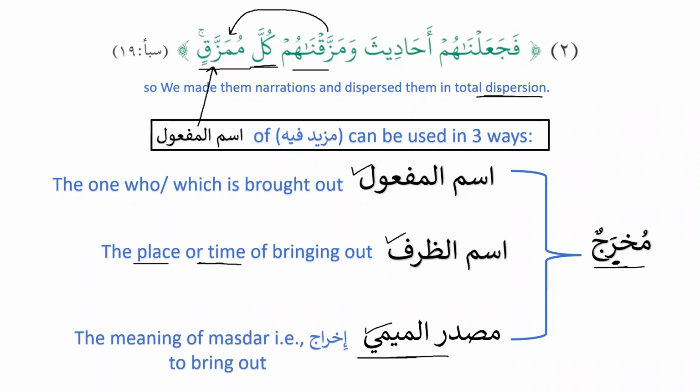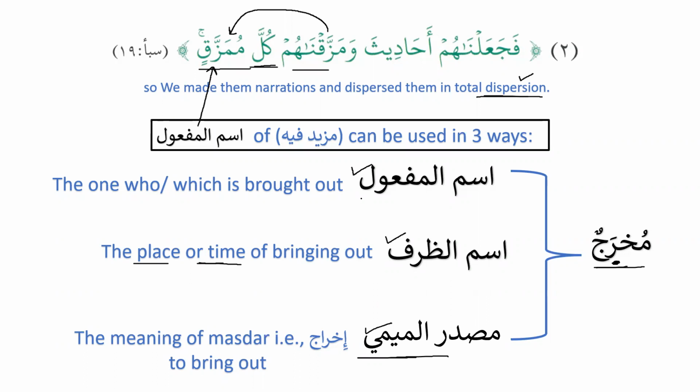And similarly, if you see over here, فَجَعَلْنَاهُمْ أَحَادِيثَ وَمَزَّقْنَاهُمْ كُلَّ مُمَزَّقٍ. Now we can see that mazzaqa yumazziqu is to disperse, but when we see that mumazzaq is dispersion, we know that dispersion is a noun, and masdar al-mimi is a noun, so that's why it is being translated as dispersion. But if it is used as ismul dharf, then it will be the place of dispersion.